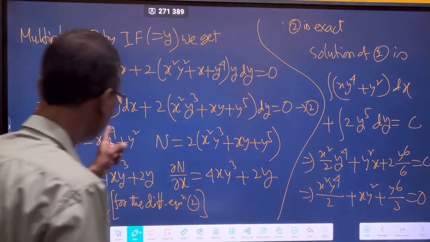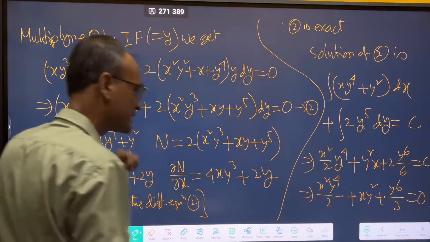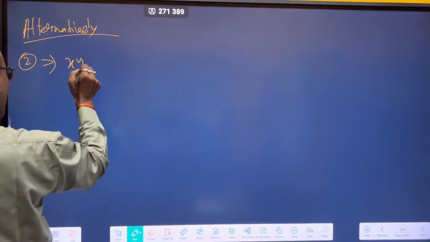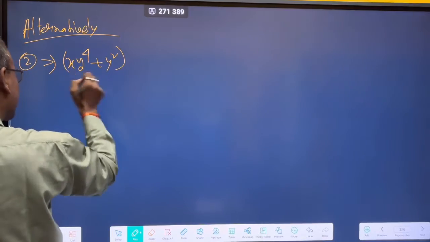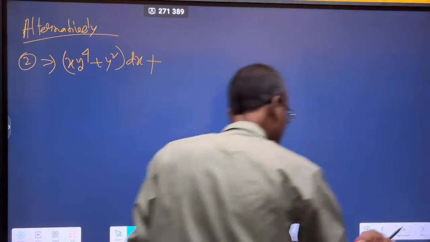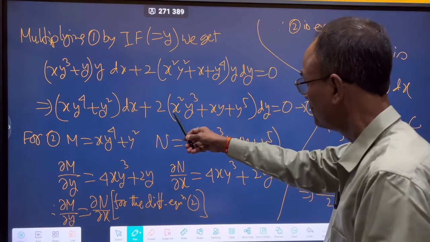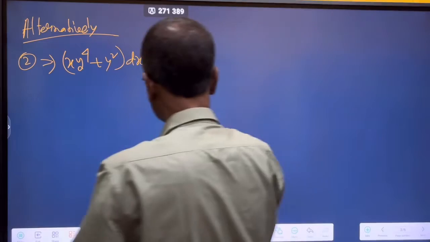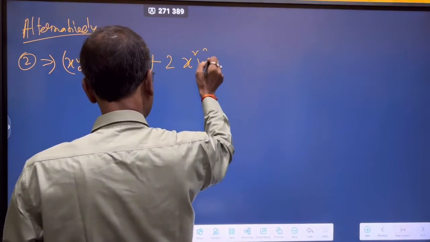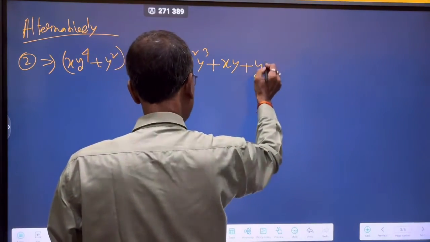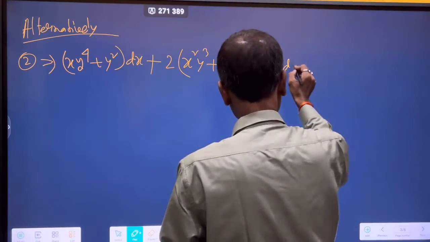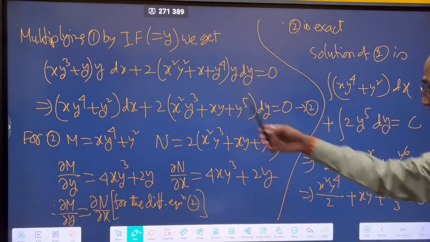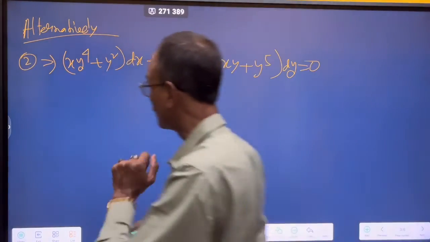What is 2? You see, x y to the power 4 plus y square dx plus 2 times x square y cube plus xy plus y to the power 5 dy equal to 0. You see, this xy plus y to the power 4, these two can be written in this way also.